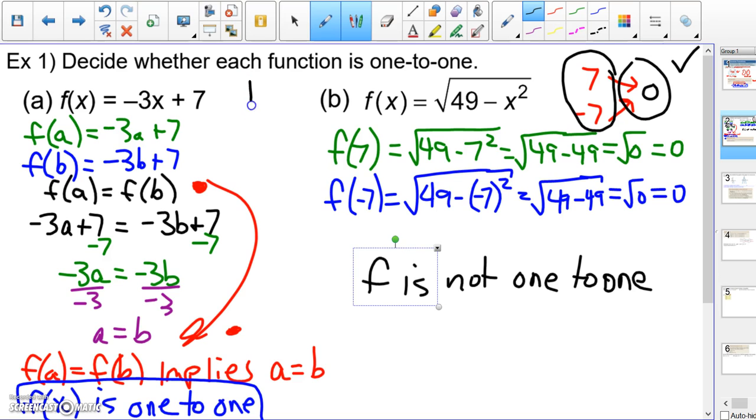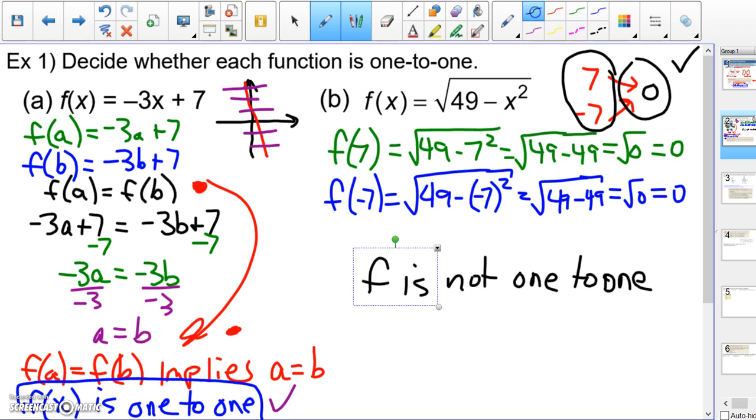Example 1a. If I was going to graph this, who can tell me what f of x equals negative 3x plus 7 looks like? That's a line. Very good. Specifically, the negative 3 tells me it goes downhill. It's going to be a line, looks something like that. But the horizontal line test does this. Horizontal line. Any horizontal line you draw only hits one time. Okay? If it only hits one time, it's 1 to 1.